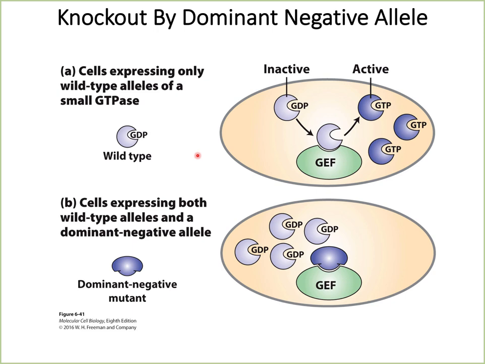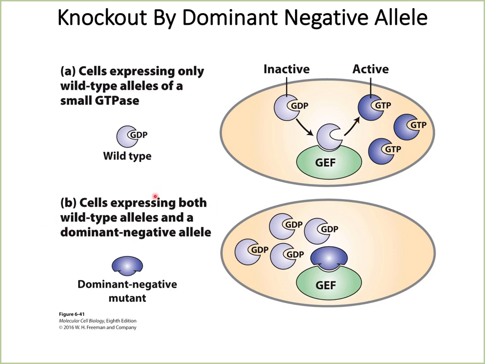What you are seeing here is a guanine nucleotide exchange factor, which is GEF, that activates a small monomeric GTPase by catalyzing the exchange of GDP for GTP. So when this is functional, with the guanine nucleotide exchange factor, GDP will be replaced by GTP. So this is the process. GTP can bind, and this is the active form of the protein.